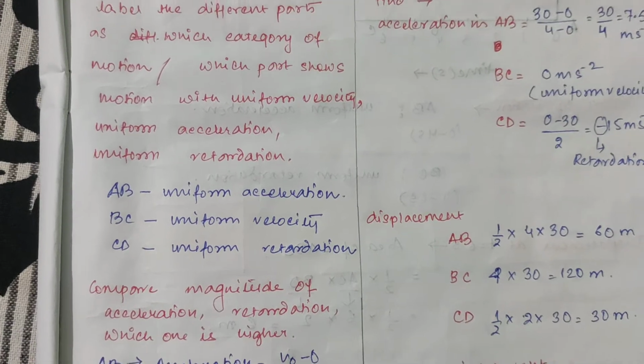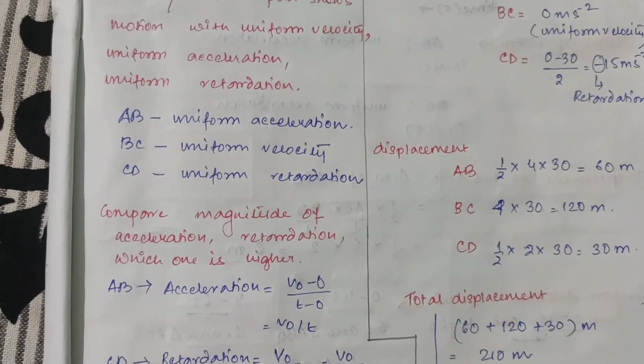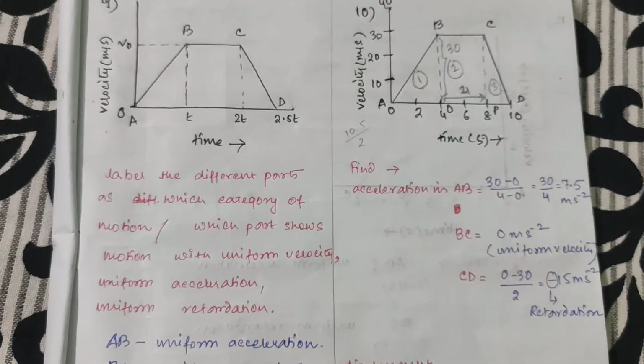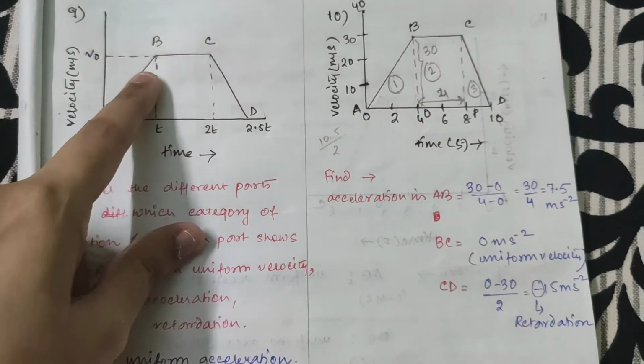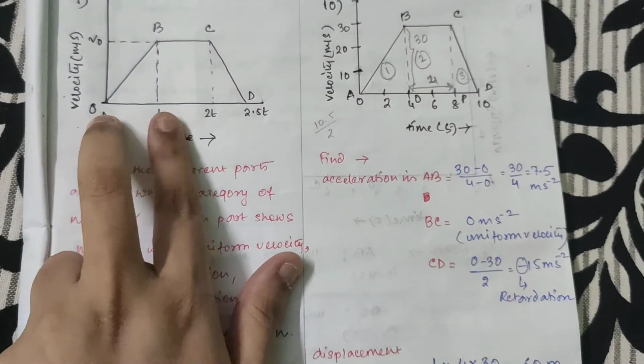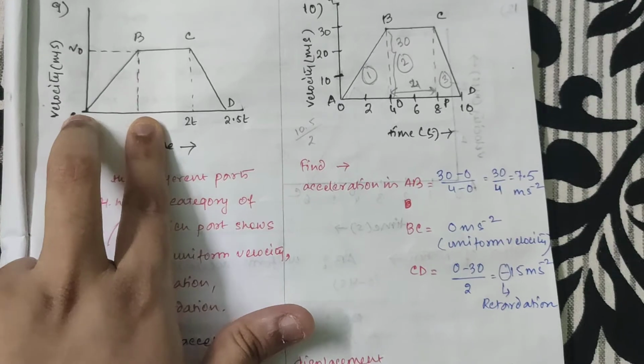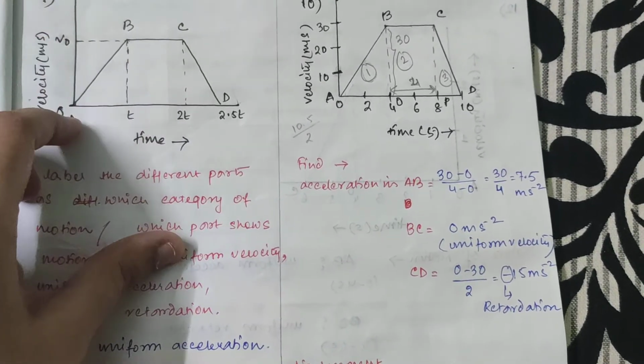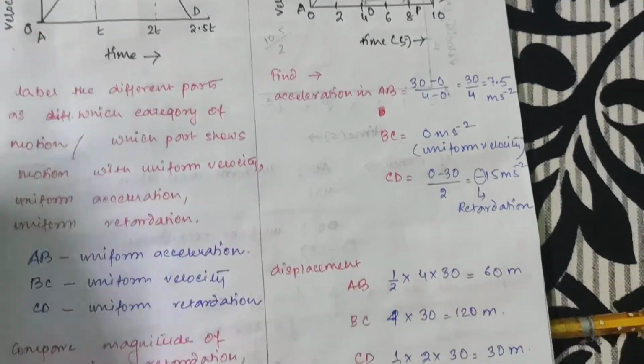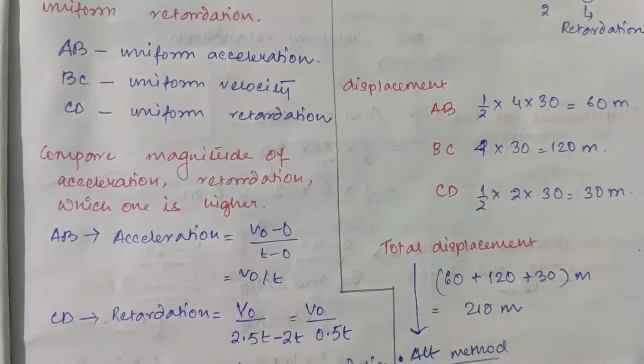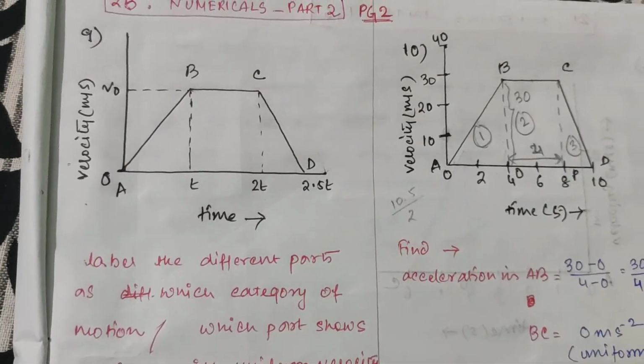Compare the magnitude of acceleration and retardation. Acceleration in the AB part: the slope of AB will give me the acceleration. So in t seconds, what is the change in velocity? V0 minus 0 by t minus 0, so V0 by t. And what is the retardation for the CD part? C.